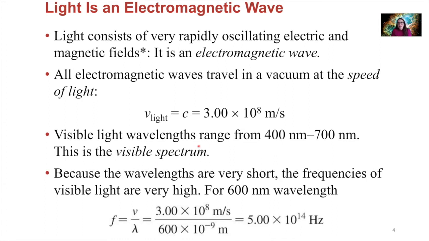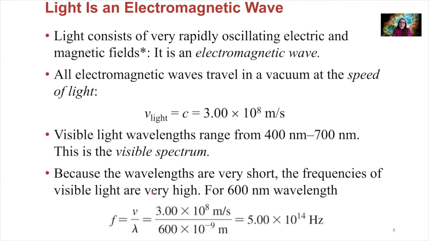And visible light, that's the light that we can see with our eyes, has wavelengths that range from 400 nanometers, this is like the violet end of the rainbow, and then up to 700 nanometers. 700 nanometers is the red color in the rainbow. So that's our visible spectrum that human eyes have been created to see. So because our wavelengths are really short, especially in the visible, nanometers, 1 nanometer is 10⁻⁹ meter, the frequency of visible light is very high. So remember we said that the speed of a wave is equal to its frequency times its wavelength.